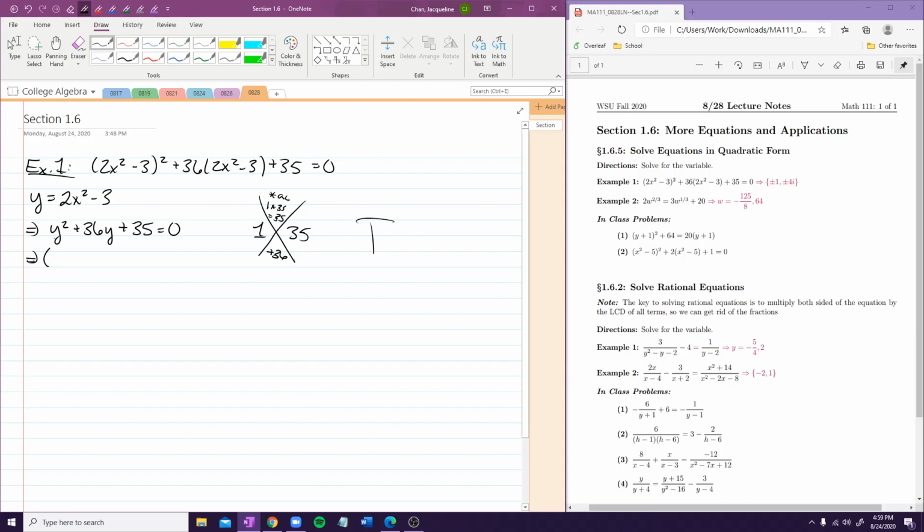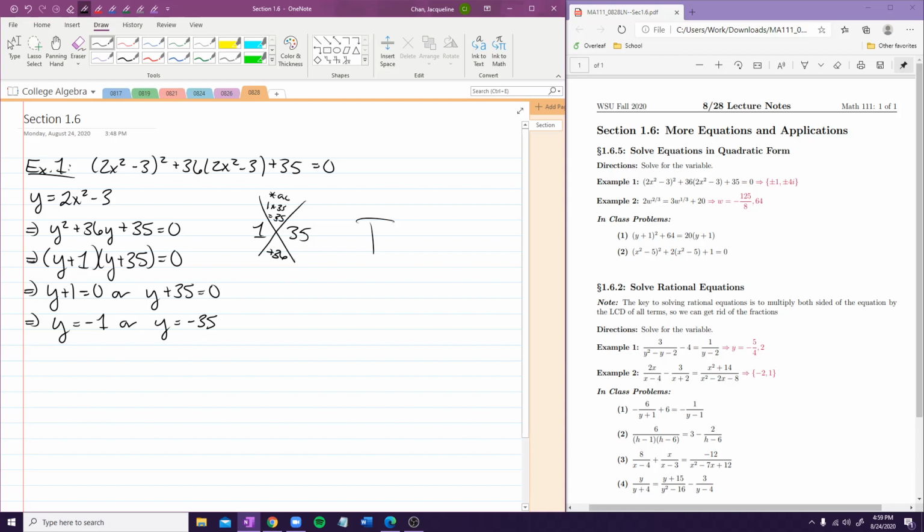Because my a is 1, I can just put these numbers in. So this is (y plus 1)(y plus 35) equal to 0. Use the zero product property. So I get y plus 1 is equal to 0, or y plus 35 is equal to 0. Then I get y is equal to negative 1, or y is equal to negative 35. Most of the time we would be done right here.